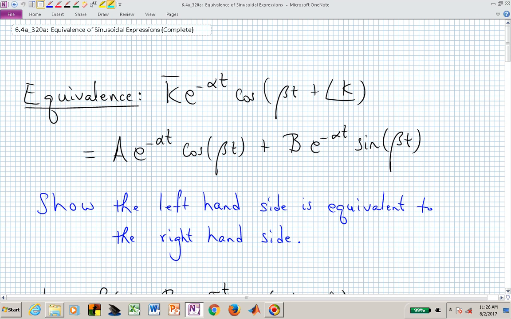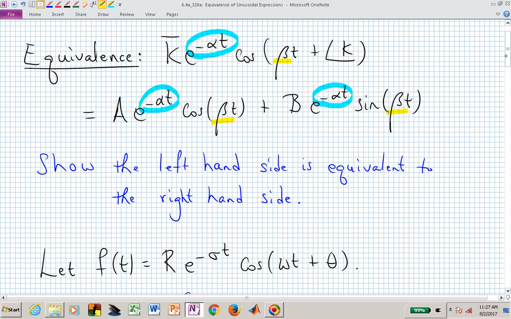k bar is some 2 magnitude of k, e to the minus alpha t cosine of beta t plus the angle of k, that's equal to some a e to the minus alpha t cosine of beta t. Note that that exponent and that exponent are the same as that exponent, and this frequency of beta, damped frequency, is the same in all of those terms. We want to now show that the left-hand side is equivalent to the right-hand side.